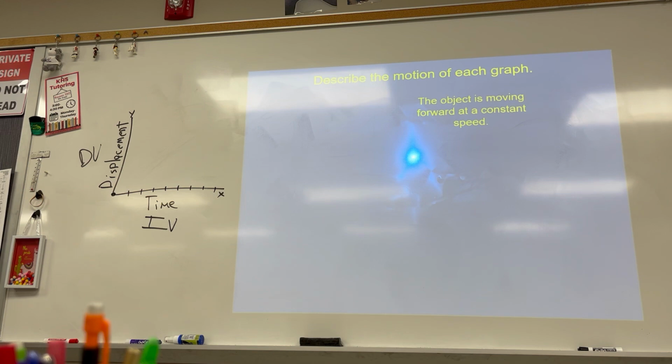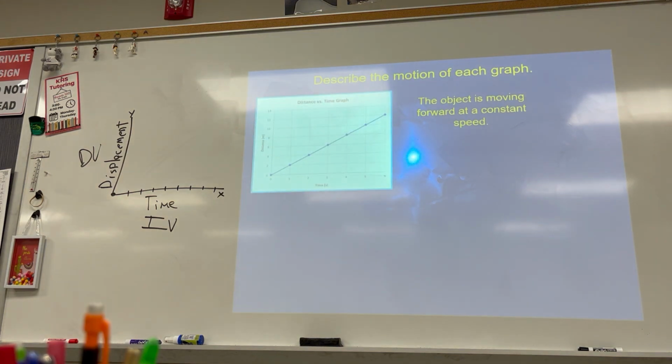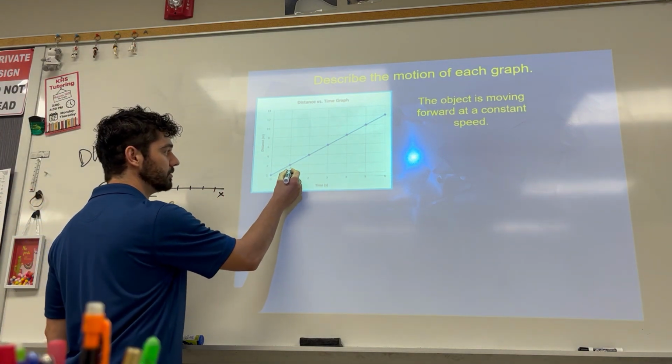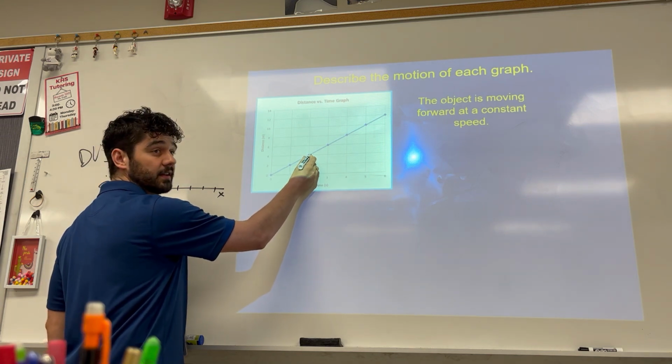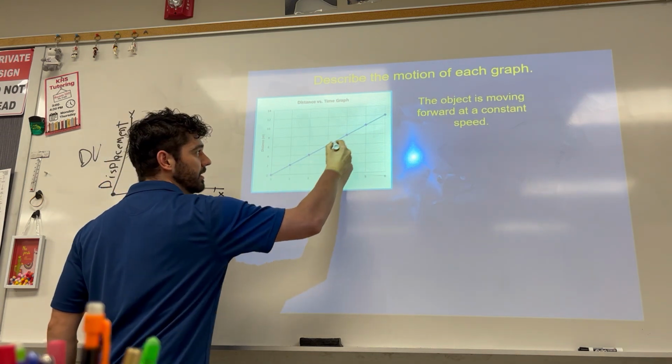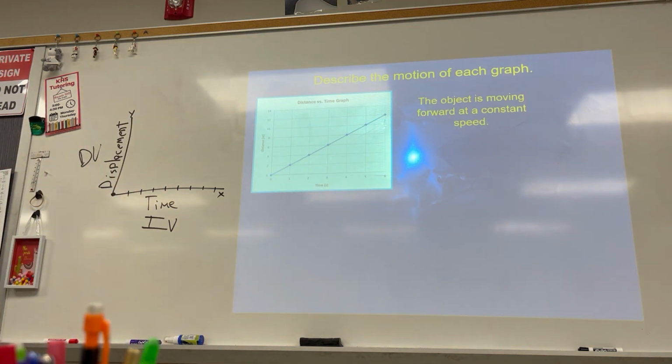And then when the timer starts, if I'm going constant speed, what that means is I'm going the same distance every second. Which means that this graph would look like a straight line, yes? So in this graph, in 1 second I go 2 meters. In another second I go 2 more meters. In another second I go 2 more meters, right? Constant speed means I'm going the same distance every second.